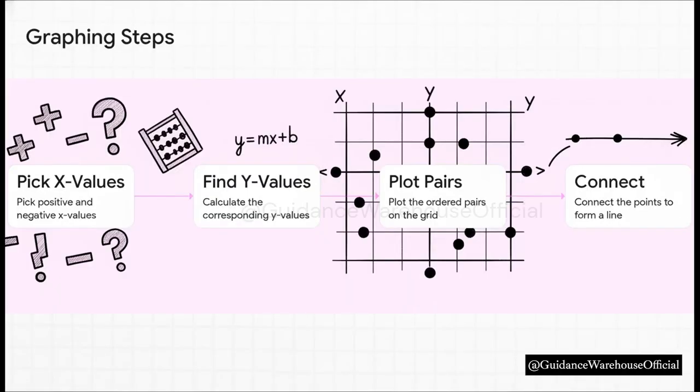Let's formalize this procedure step by step so you can apply it to any linear equation. Step 1, pick a few simple positive and negative x values. Step 2, calculate the corresponding y values to complete your ordered pairs. Step 3, plot those ordered pairs on your Cartesian grid. And step 4, if the points perfectly align, you just connect them to form your line. Let me emphasize step 1 again. Picking easy numbers makes plotting this line incredibly simple and practically error-free.